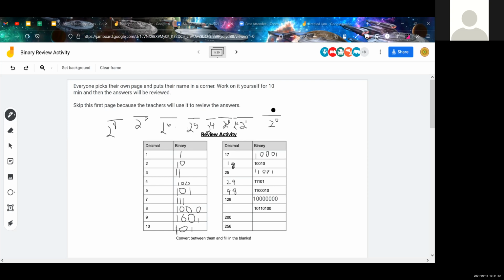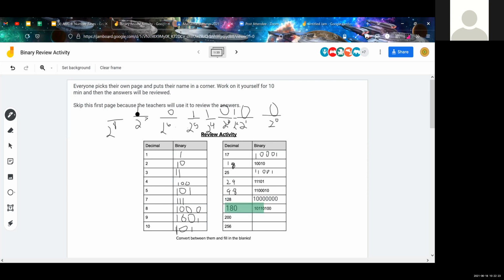So 10110100. We're just gonna do the same thing as we did last time. So I think that would be 128 plus 32 plus 16 plus 4. So that would be 180. Right? And if I'm correct, that's 180. Okay, so I'm just gonna write that out. All right, 180.